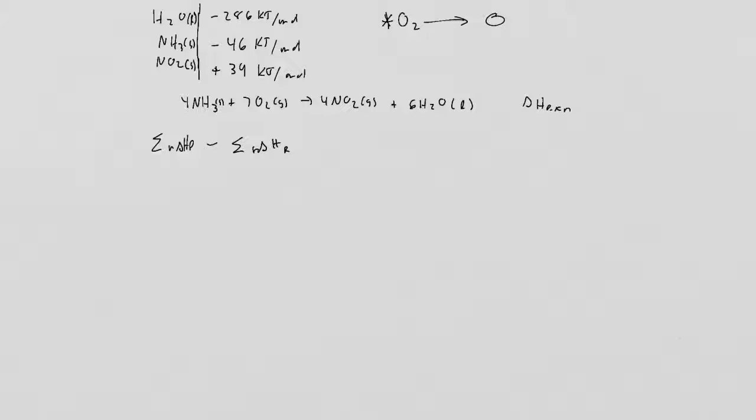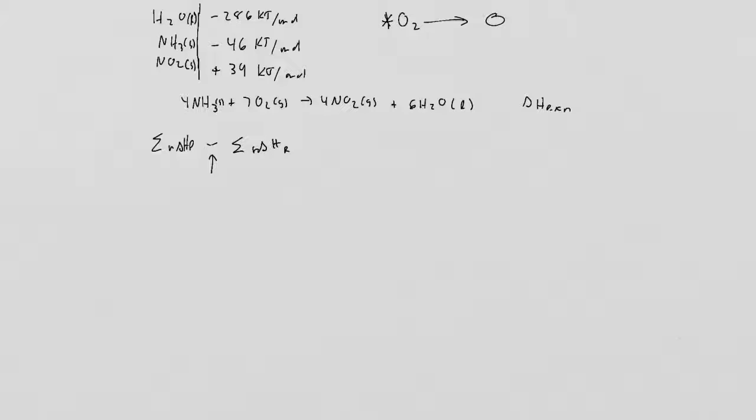So let's say we want to figure out the overall delta H of reaction. Well, it's basically the products minus the reactants. The products are going to be forming. The reactants are going to be unforming. That's why you have this negative symbol to negate the actual values for the heat of formation, because you're not forming them, you're unforming them, essentially.